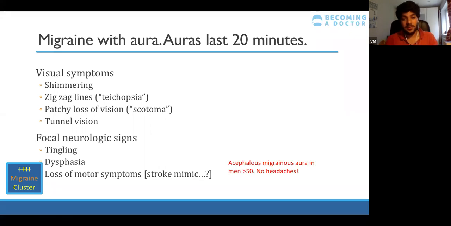And another one, which is again pretty rare in its prevalence, is acephalic migrainous aura. So what that means is that they have the aura, but they don't have the migrainous headache. So all of these symptoms, the visual symptoms, the focal neurological symptoms, they have, but they don't actually get the headache. And the typical age range is over 50, and it tends to be men who get that. So another one that you might want to add to your differential diagnoses when you see a patient with stroke.